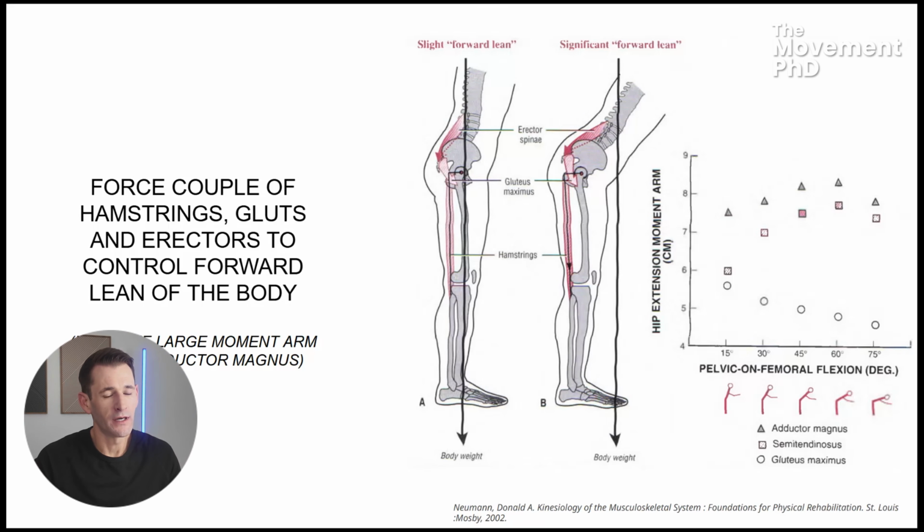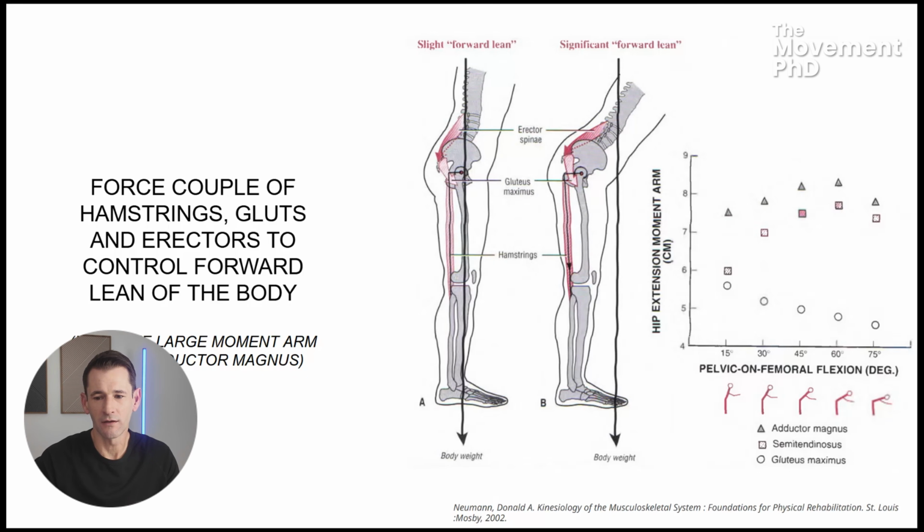Let's talk a little bit about the force couple of our hamstrings and glutes, as well as the erectors, to control the forward lean of the body. So the premise here is I'm standing and I lean forward to pick up a box, to pick up a barbell for a deadlift, to pick up my dog, pick up my cat, any of these kind of things. There's a force couple between our glutes, hamstrings, and erectors to produce that motion, both on the down, which is the eccentric, and the up.